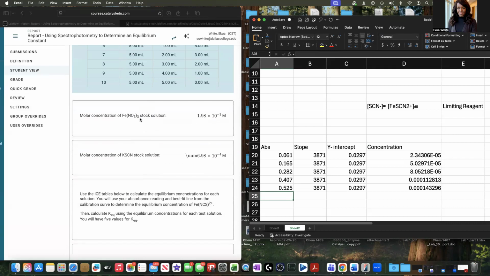So they gave us the molar concentrations of iron nitrate, this one here, and then this one here. It says use the ice tables below to calculate the equilibrium concentration. This should be concentration, the typo. For each solution, you will use your absorbance reading and best fit line from the calibration curve. We use the equation to get these, right? You see that? Okay. To determine the equilibrium concentration of this iron thiocyanate. This is the equilibrium amount. We got it already. This is it, concentration. We just did. Where's the bracket?